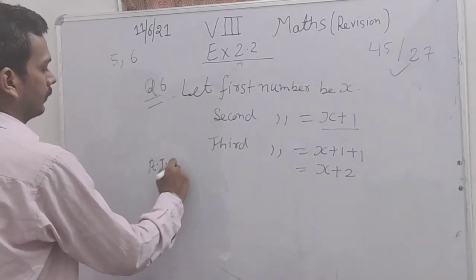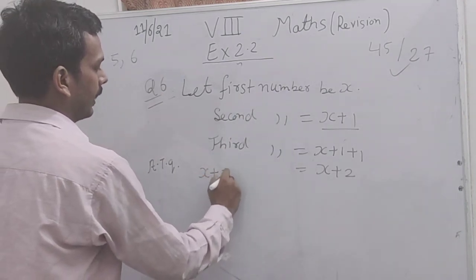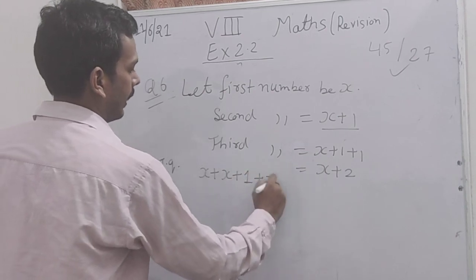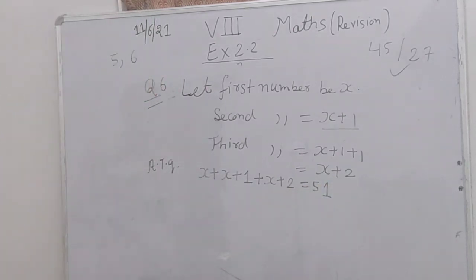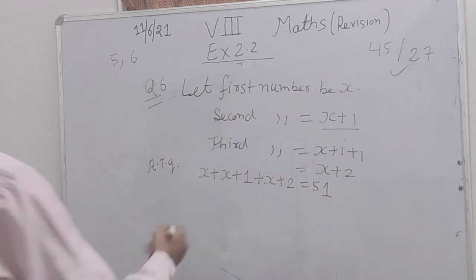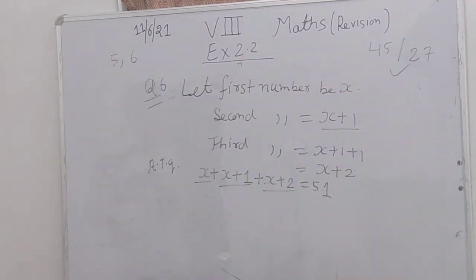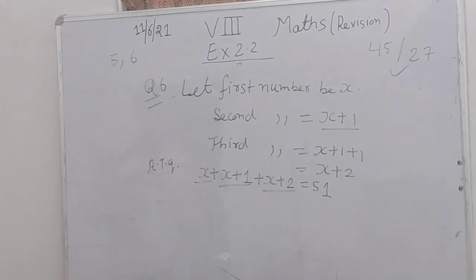According to the question, all these numbers add up to 51. It means x plus x plus 1 plus x plus 2 is equal to 51. This is the first consecutive number, this is the second, this is the third, and all are added and the sum is equal to 51. So in this way we can solve: x plus x plus x is 3x, then 3, is equal to 51.